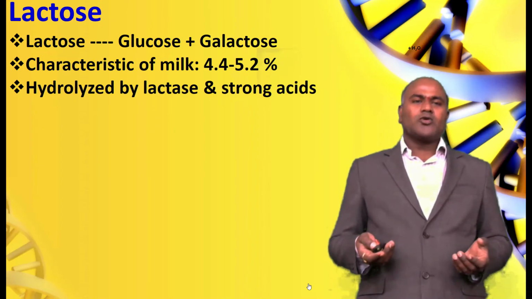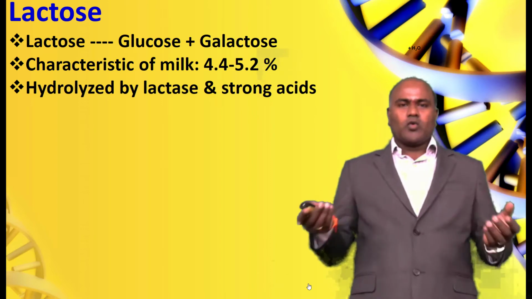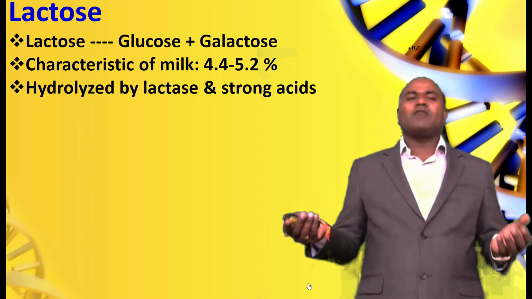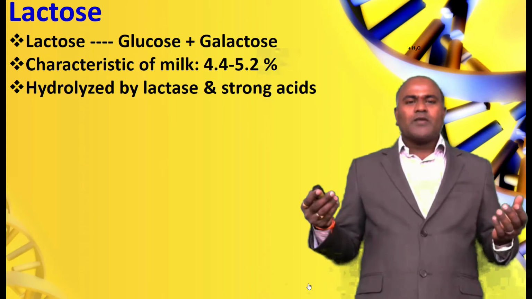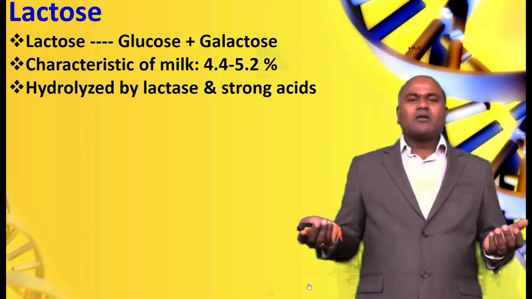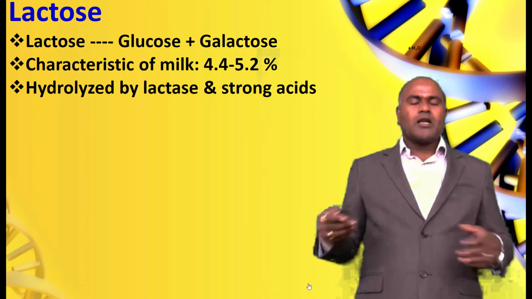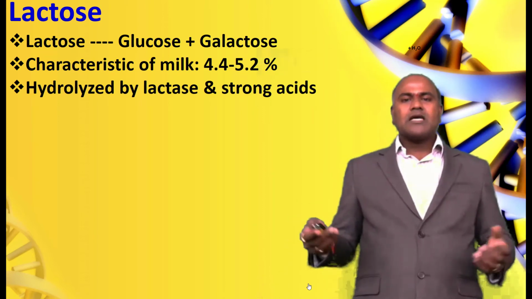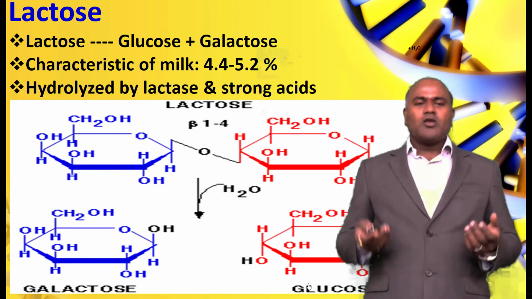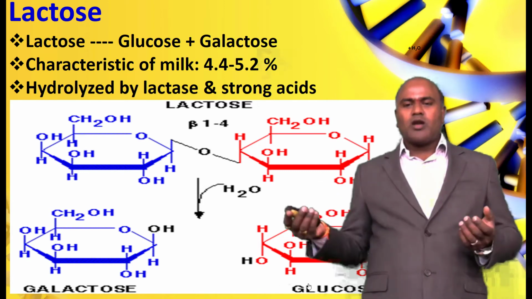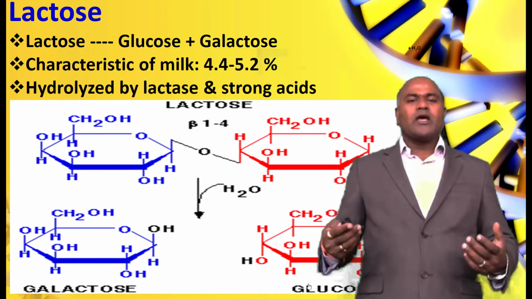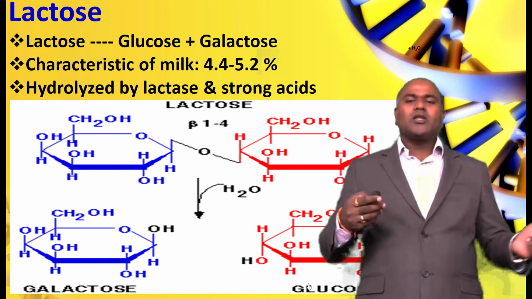The next one is lactose. One molecule of glucose and another molecule of galactose form lactose. Milk usually contains 4 to 5% lactose. It can be hydrolyzed by lactase or strong acids. This is the structure of lactose. One molecule of galactose and another molecule of glucose undergo condensation to form lactose. When hydrolyzed, it again forms galactose and glucose.